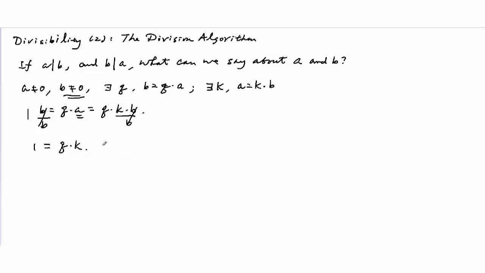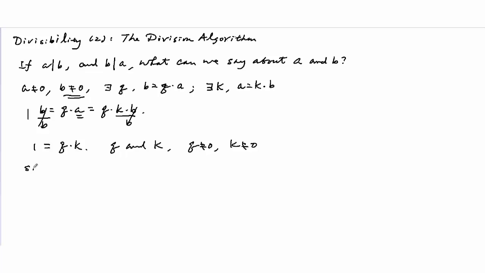And further, we also know that Q is not 0 and K is not 0, right? Because if Q is 0, then 0 times anything will be 0, you get 1 equals 0. That's a contradiction. So Q cannot be 0. And for the same reason, K cannot be 0. Otherwise, this will be 0, and you'll end up with 1 equals 0. That's a contradiction again. So both Q and K are not 0.